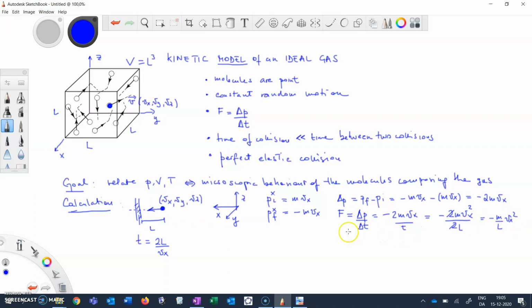Now, this is the force that the molecule is applying on the wall. And now, from Newton's third law, I know that there is an equal and opposite force that the wall feels. So we're just changing the sign here. The wall is going to feel a force equal to m times Vx squared divided by L.